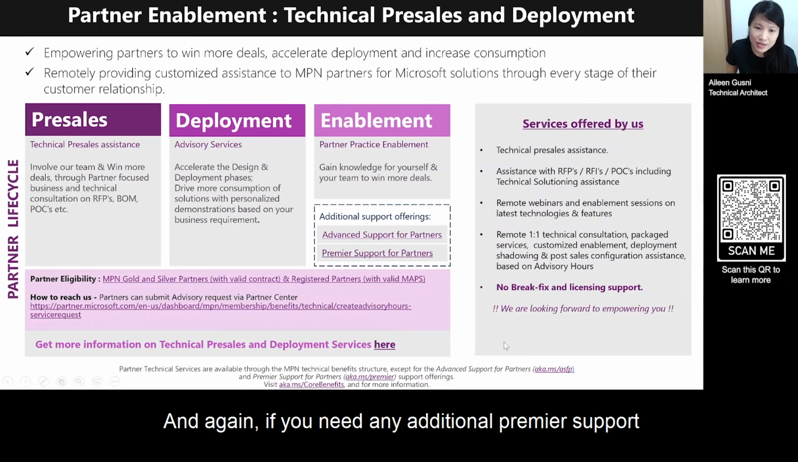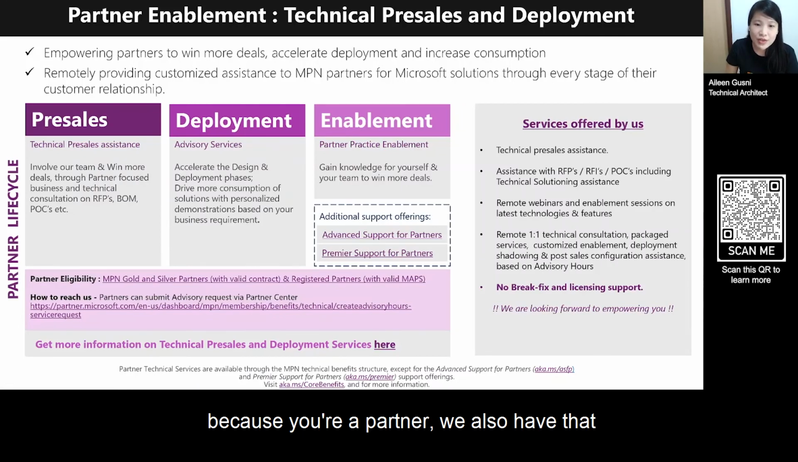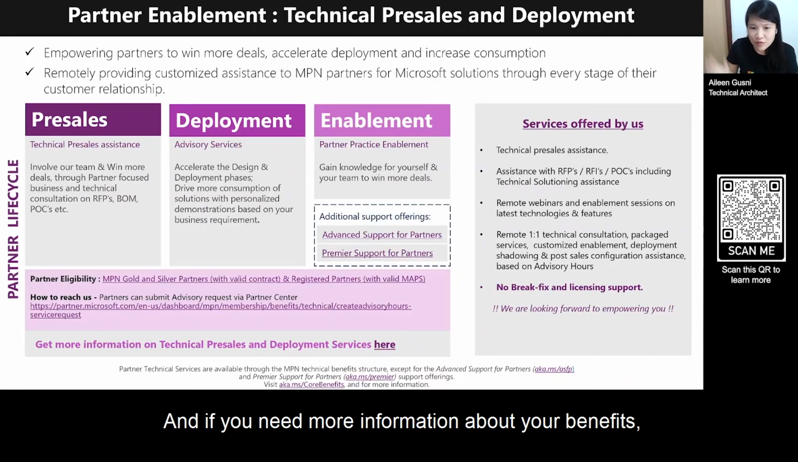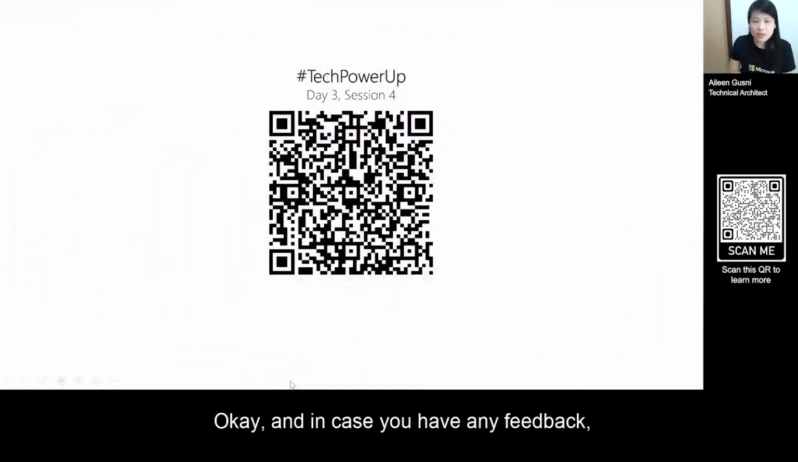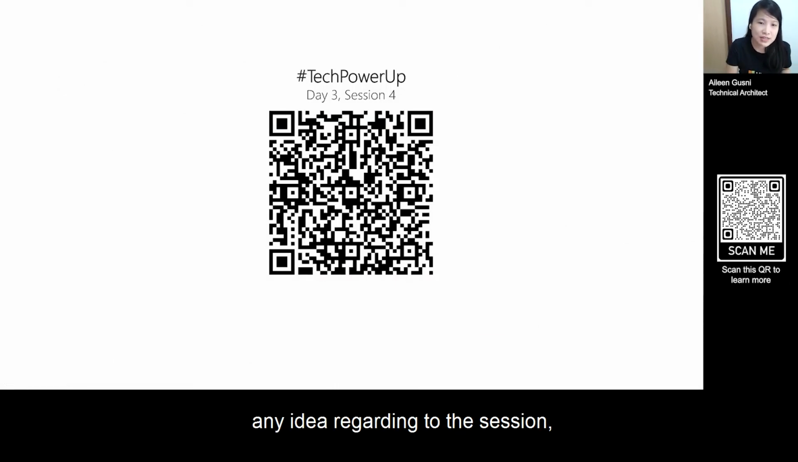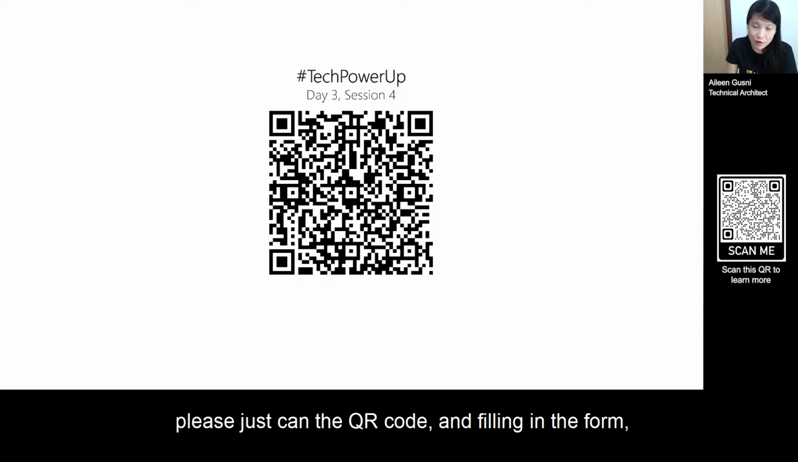And again, if you need an additional premier support package for partners, we also have that, which you can access from aka.ms/premier for engaging our premier support. And if you need more information about your benefits, you can go to aka.ms/corebenefits. Okay, so we are not leaving you. We are here to help and support you end to end. Okay, and in case you have any feedback, any idea regarding this session, please just scan the QR code and fill in the form because we need feedback from you.